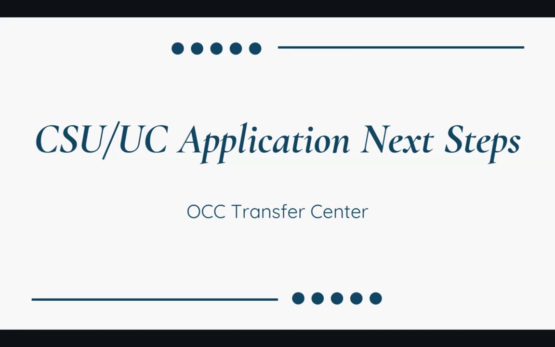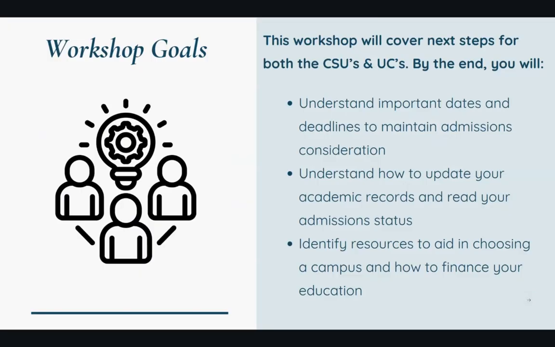This specific video will be covering the next steps after you submit your Cal State or UC application. This workshop will cover next steps for both the Cal States and the UCs. By the end, you should understand important dates and deadlines to maintain admissions consideration, understand how to update your academic records and read your admission status, and identify resources to aid in choosing a campus and how to finance your education.